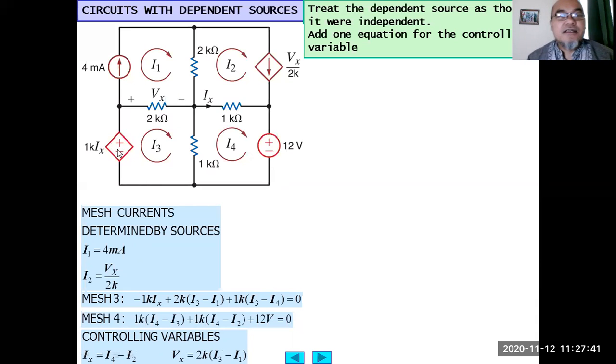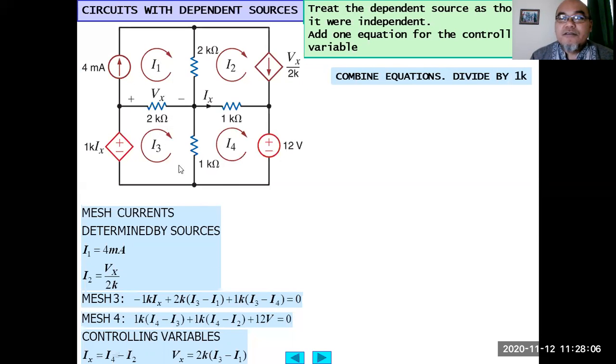Then for the controlling variable, we have to express Ix in terms of other variables within that circuit. Here Ix is in this branch, so Ix equals I4 minus I2. And Vx is the voltage across this 2 kilo ohm resistor, and we can express it using Ohm's law. So Vx equals 2 kilo ohm multiplied by (I3 minus I1).